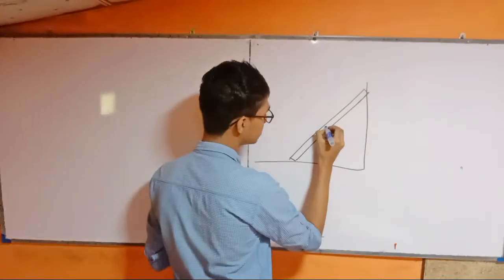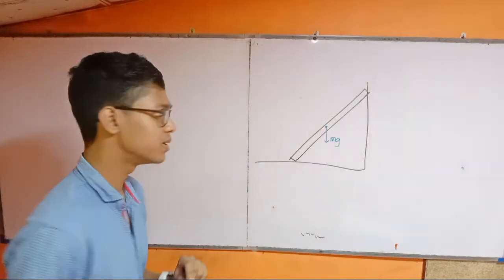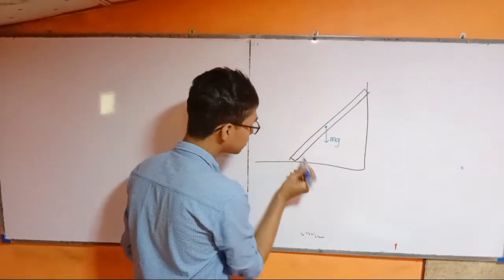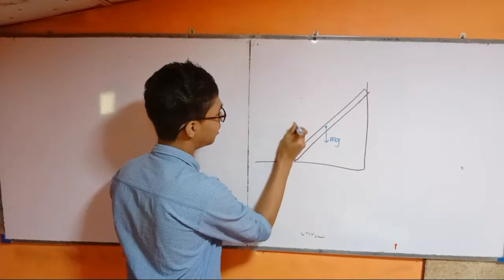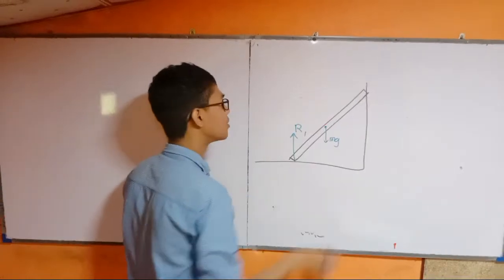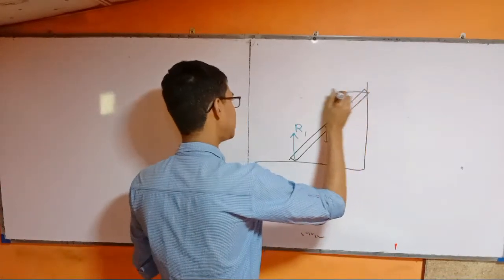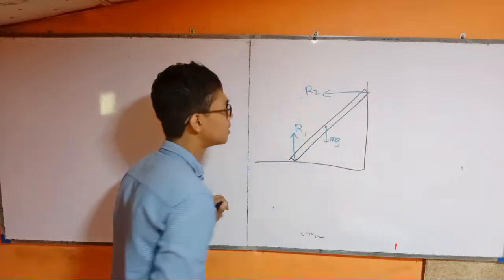In the center, mg acts downwards. Then from this position upward, there is a reaction force R1. From the wall in this direction, there is R2. What else?